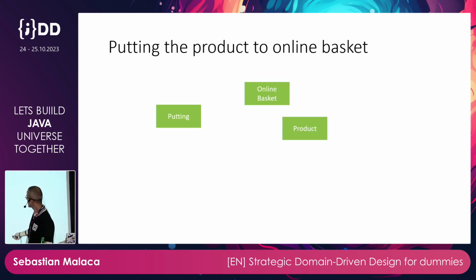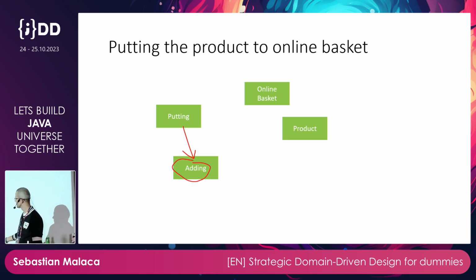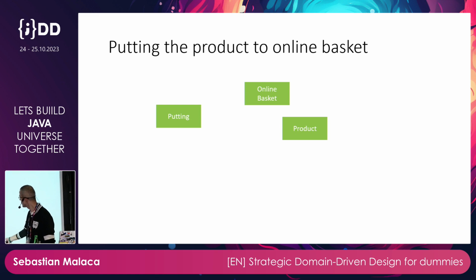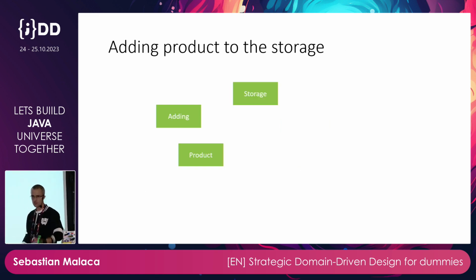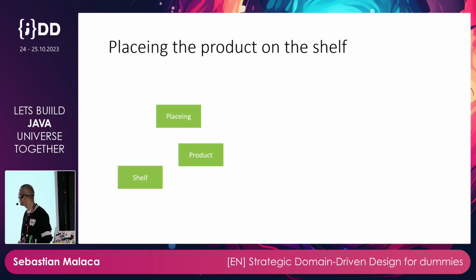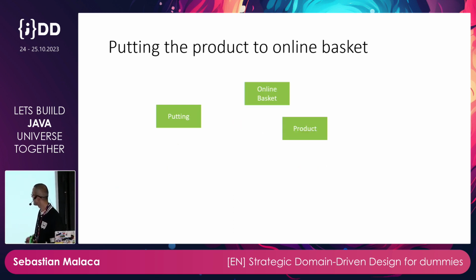Putting a product in the online basket, let's do a similar action. So instead of putting, I will add. I don't know whether you heard some time ago about setters and getters, maybe. So you can replace that with a setter. We are setting the products. Cool, no problem. We are setting products into the online basket, into the shelf, and into our storage. How hard can it be?